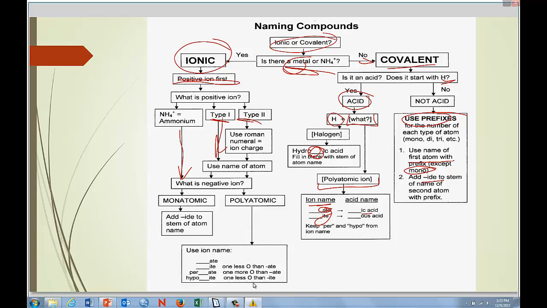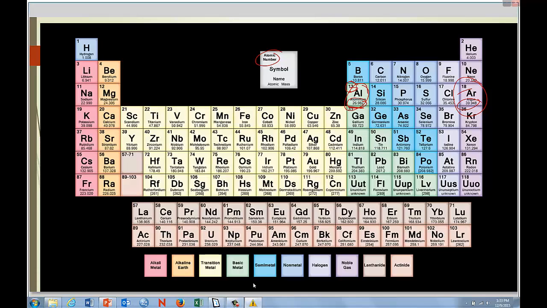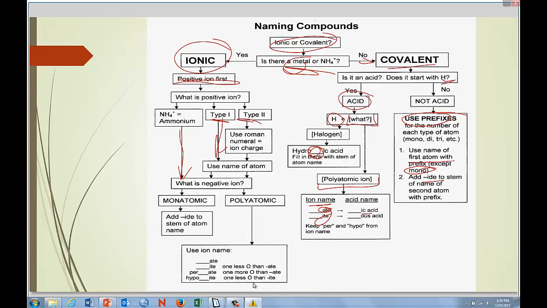So if I go back here, these are the type 1s. These are the type 2s plus the ones in the carbon group. If you do have a type 2 where you can't figure out the charges by looking at the periodic table, you need to use a Roman numeral. Then you use the name of the atom, and if it's a type 2, you put the Roman numeral. If it's a type 1, you move on.